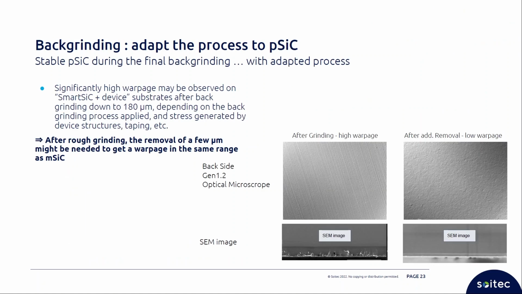Of course, we need to adapt the process because we are losing the hiding of the polycrystalline noises. So we could have some high voltage, depending on the backgrinding process we have done. With an appropriate backgrinding process, especially if we remove all the stress coming from the surface after the backgrinding process, we can have a voltage in the same range or even better.